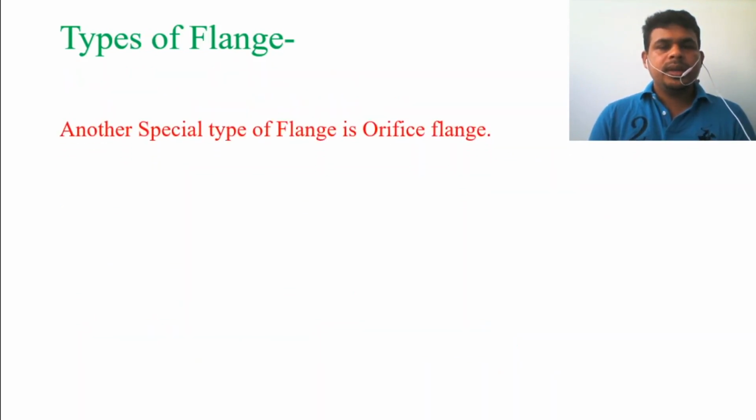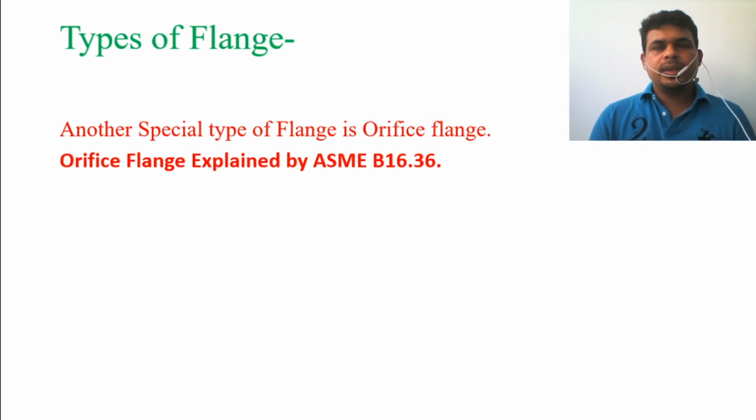So we have another special type of flange, the orifice flange. The orifice flange is covered by ASME B16.36. If you read ASME B16.36 carefully, you will be able to understand what the orifice flange is and what the requirements are. I will make another lecture only on the orifice flange.